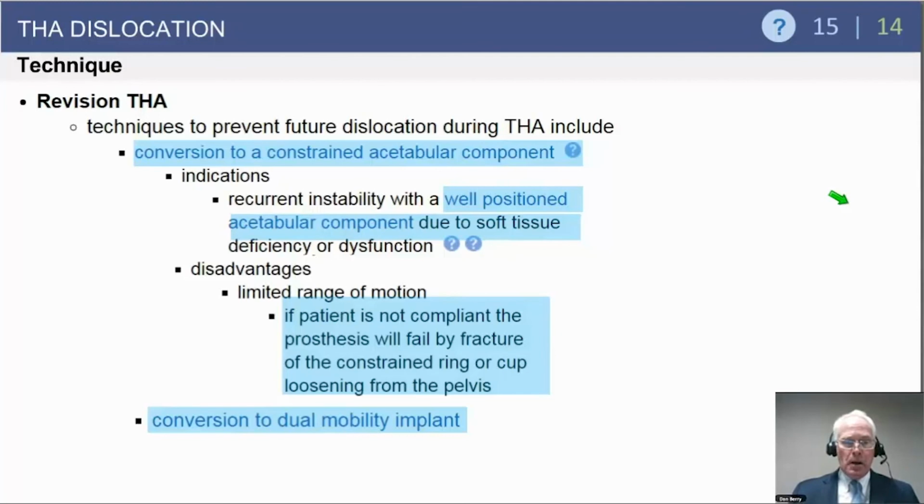When those measures that I've just described are not considered sufficient, then the other 2 main methods of treatment are conversion to a constrained acetabulum component or conversion to a dual mobility implant. The main indications for a constrained implant would be a well-positioned cup in the presence of severe soft tissue deficiency. Remember that constrained cups have their own disadvantages: greater risk of intra-articular impingement, greater risk of mechanical failure, greater stresses on many interfaces of the construct. So they should not be used with abandon. And conversion to dual mobility implants, very popular in Europe, becoming more popular in the United States, with at least a moderate amount of data to suggest efficacy.